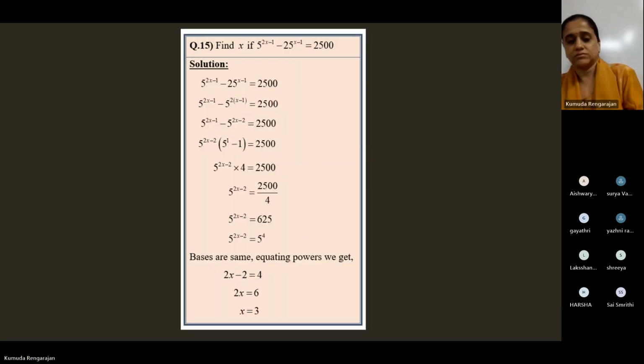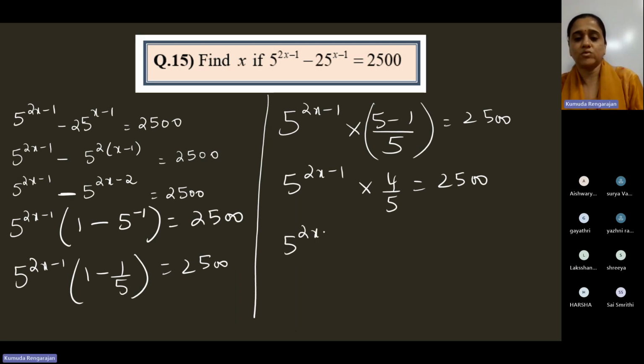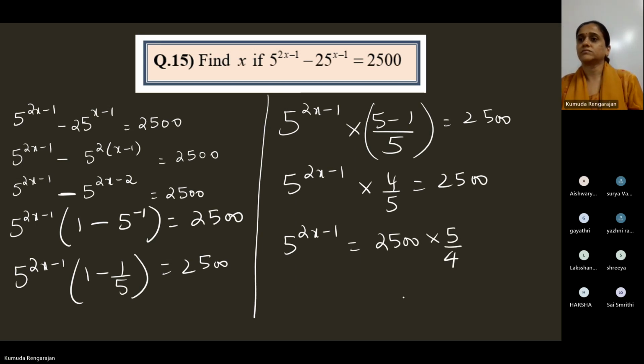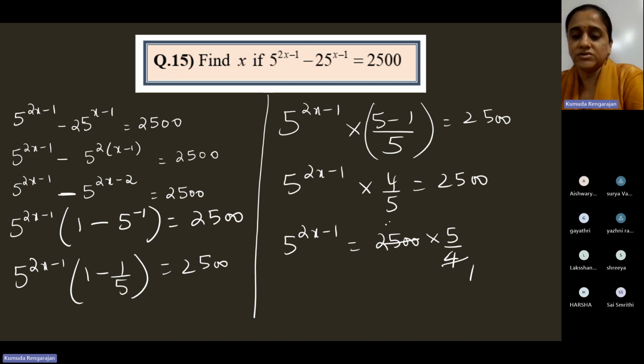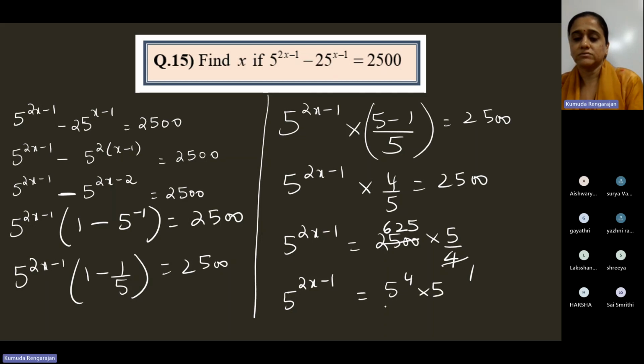5 to the power 2x minus 1 is equal to 2500 into 5 by 4. 4 by 5 becomes 5 by 4 on the other side. 4 ones are 4, 4 sixes are 24, 1 remains. 4 twos are 8, 2 remains. 4 fives are 20. Now 5 to the power 2x minus 1 is equal to 625, which is 5 to the power 4 into 5. So 5 to the power 2x minus 1 is equal to 5 to the power 5, 4 plus 1 is 5.